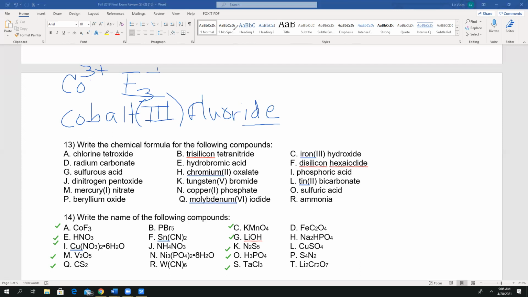The next one is KMnO4. So K, that is potassium. This is easy because K is potassium, and potassium is not a transition metal. And MnO4, if you look at your polyatomic ion sheet, it is permanganate. But let me make sure I'm right. I do believe it's permanganate.